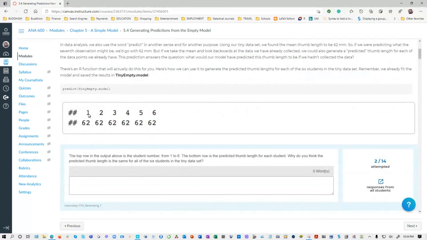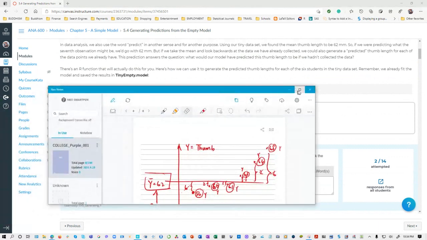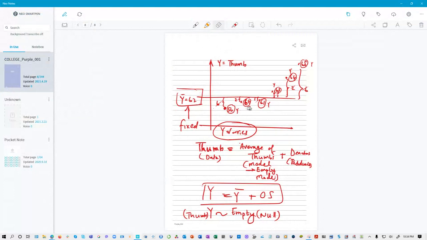See, you are talking about the 7th one. You have 6 data points, and you know the values of those 6 data points: 56, 60, 61, 63, 64, 68.